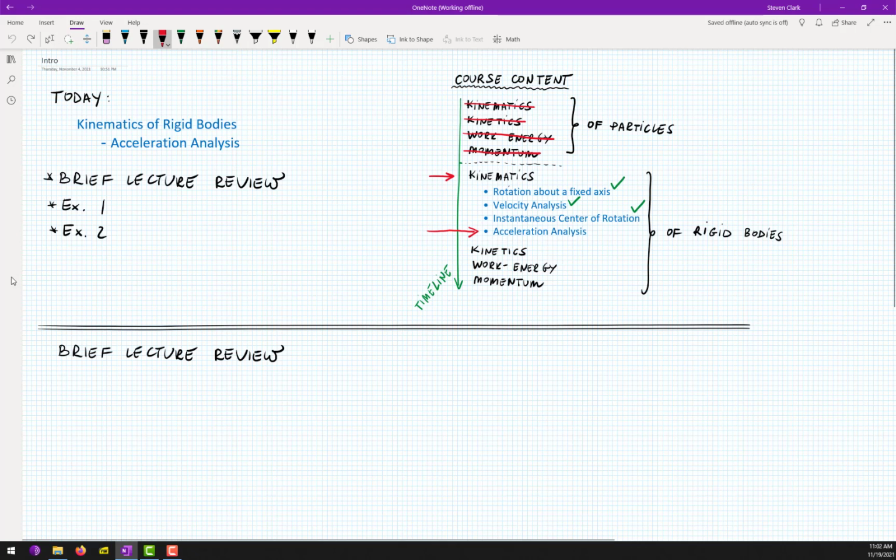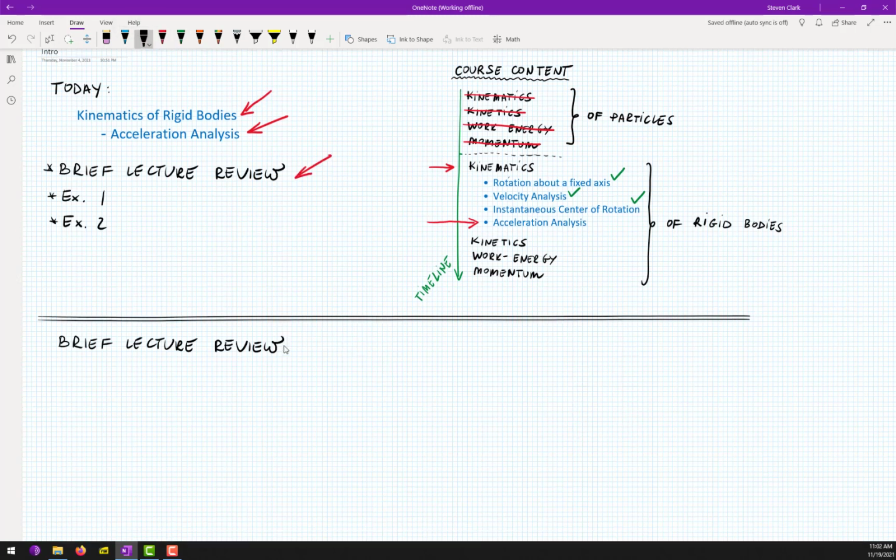Today we will close our kinematics of rigid bodies, and we will close it with this subtopic, acceleration analysis. The plan for today is a brief lecture review and then 2 examples. So let's dive straight into it.